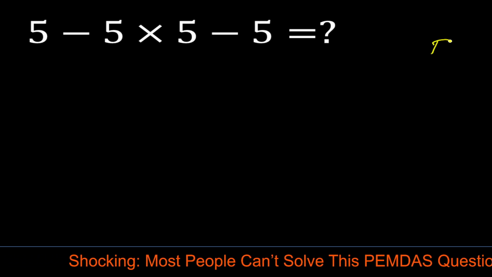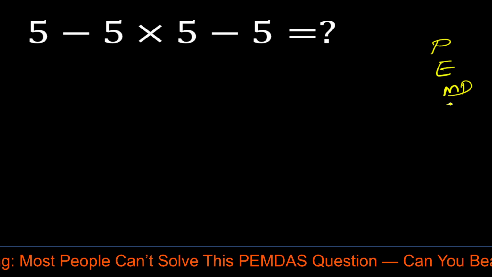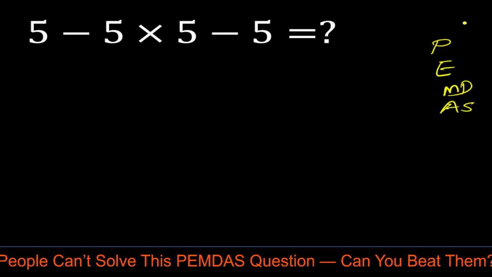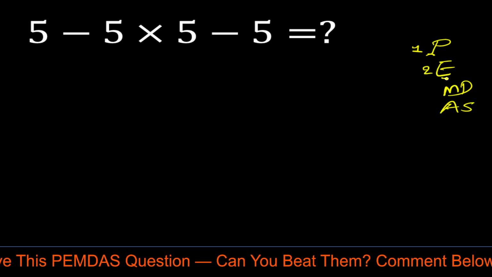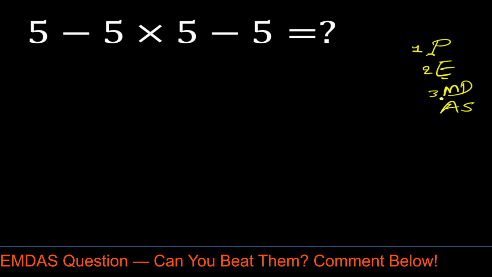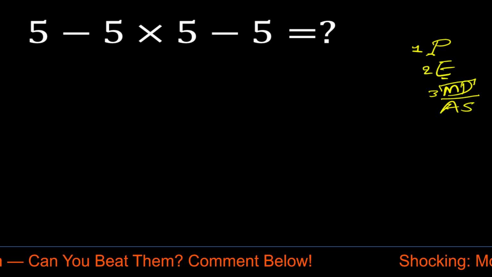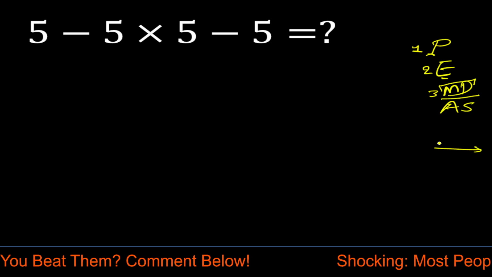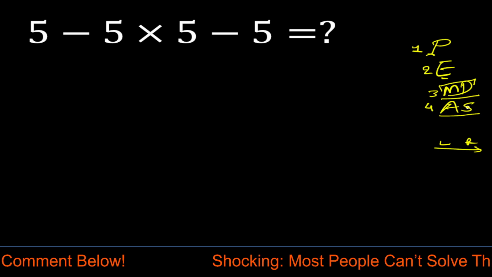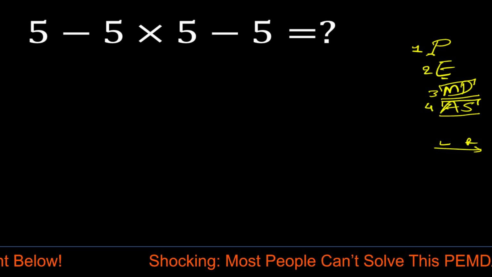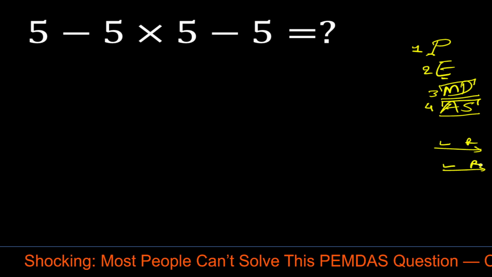So PEMDAS, P E M D A S. According to PEMDAS, first priority is parentheses, then second priority is exponents, then third priority is multiplication and division. Here multiplication and division both have equal priority, so we have to solve it from left to right. Then fourth and last priority is addition and subtraction. Also addition and subtraction both have equal priority, so we have to solve it from left to right.